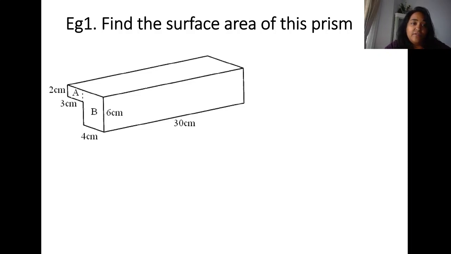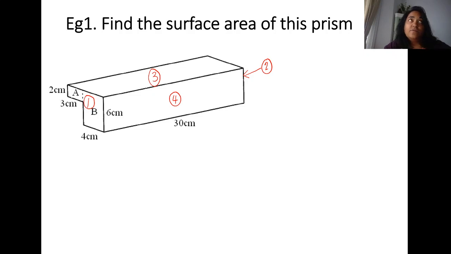So I'm going to call this cross section where A and B are, I'm going to call that side 1. And we've got another one here. I'm going to call that 2 on the other side. So they're actually the same. And then I'm going to look at all the different faces. Got one here, let's call that 3. We're going to call this side 4.